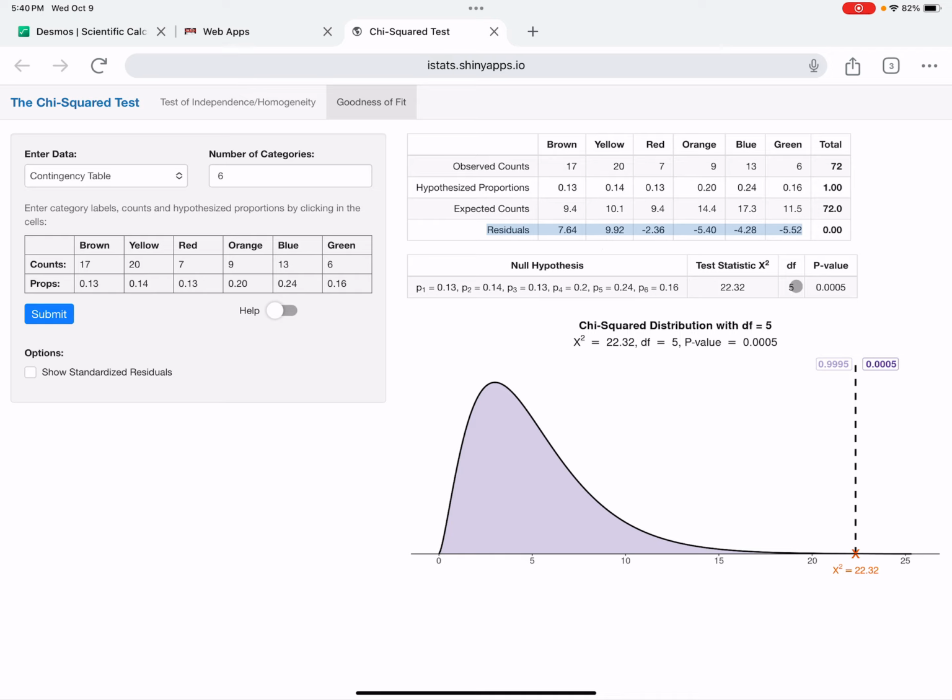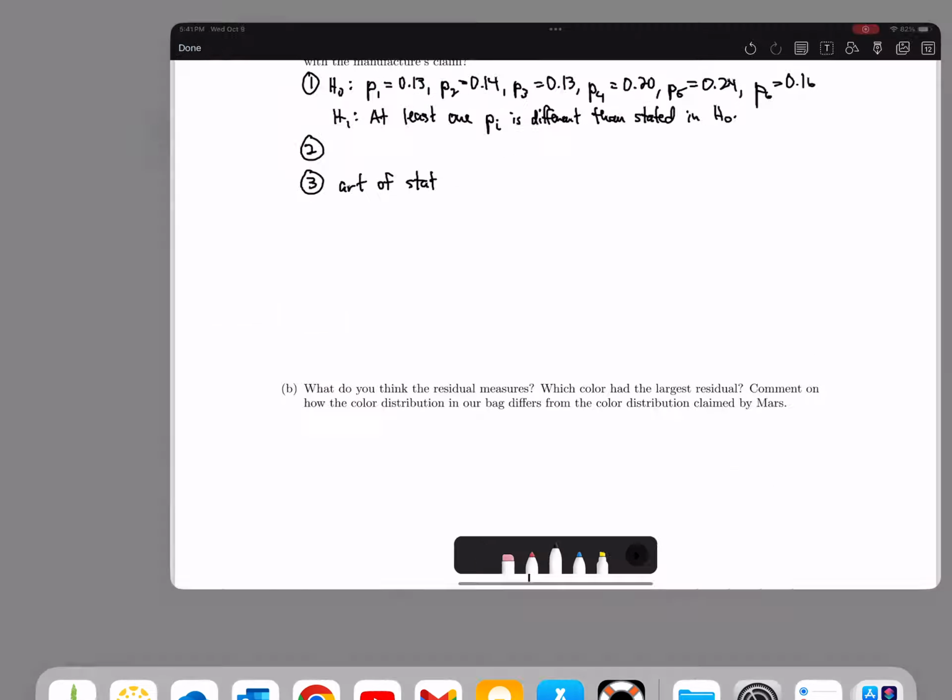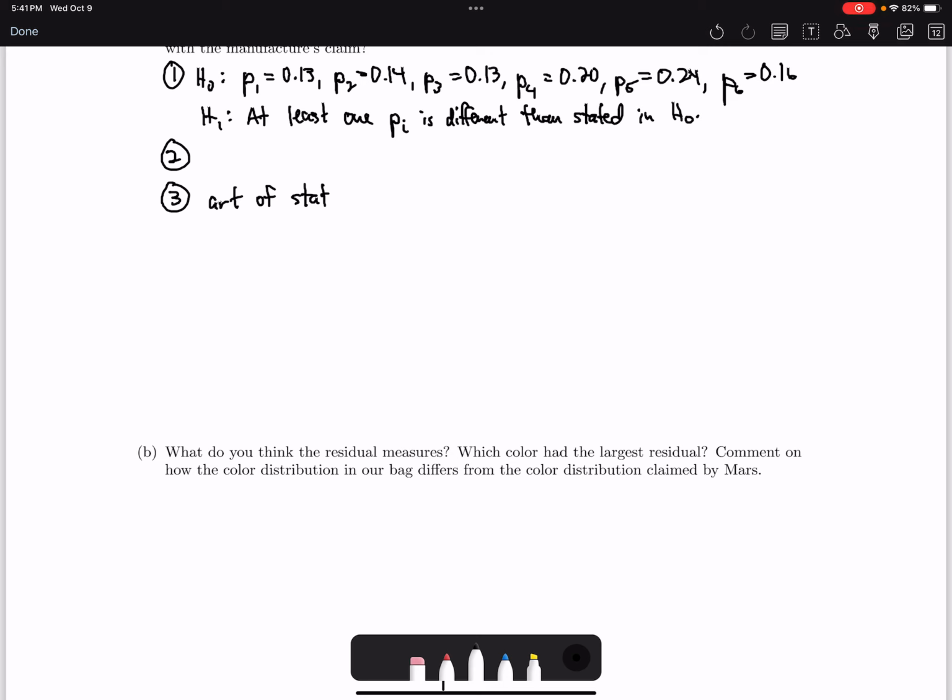Anyway, let's write down our p-value, 0.0005. So we went to Art of Stat, and for count, we put in the chart at the top of the page. I'm not going to make you copy down that chart, but we put in the numbers in the chart. And for props, we put in the null hypothesis. And again, I'm not going to make you copy all that down again. But the p-value that we got out of this was 0.0005.